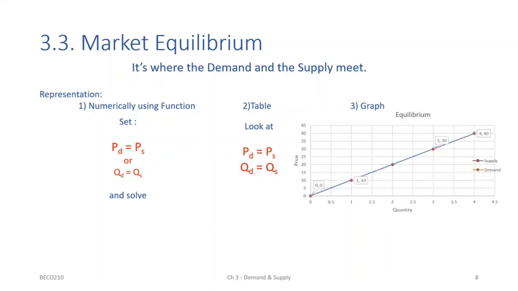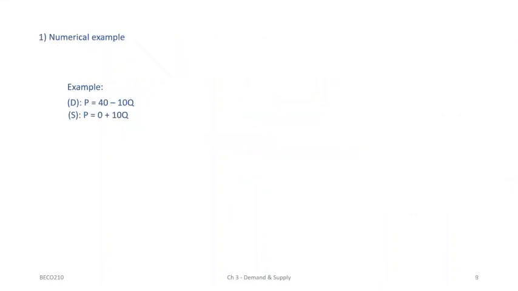On a graph, when we plot the supply and the demand, we can see the equilibrium at the intersection point between the supply and demand. Let's explain these ideas more. This is a numerical example.